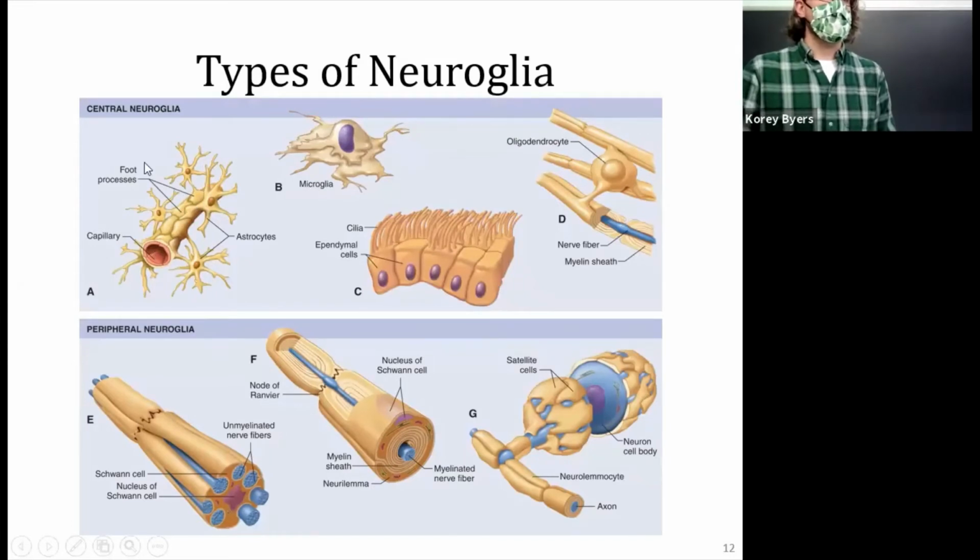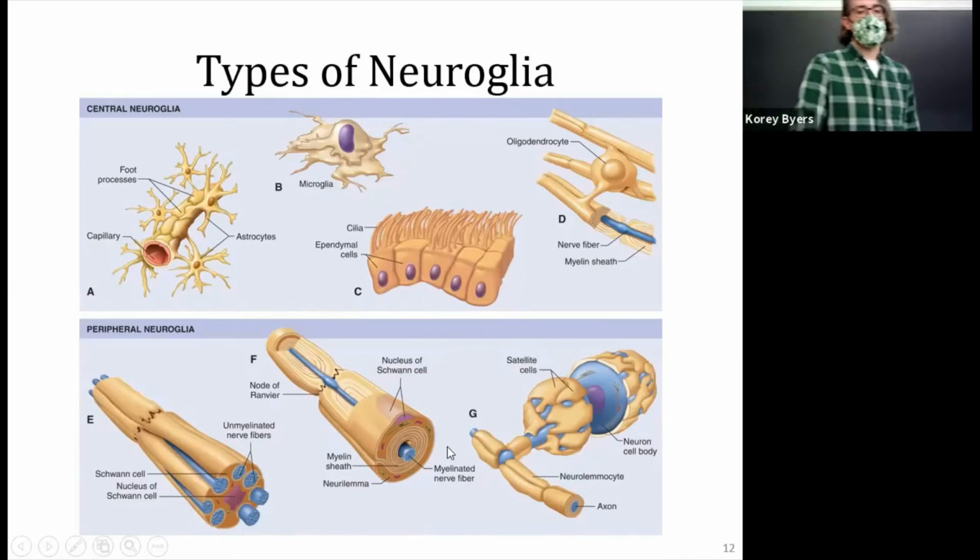So astrocytes kind of look like a star, astro. Microglia are this big phagocytic globular cell. Your ependymal cells have little cilia on them. Oligodendrocytes, dendro or dendritic means branching, and oligo means scanty. So oligodendrocytes don't have many branches, but they have a couple. And then we have our Schwann cells, which can wrap around our neurons.